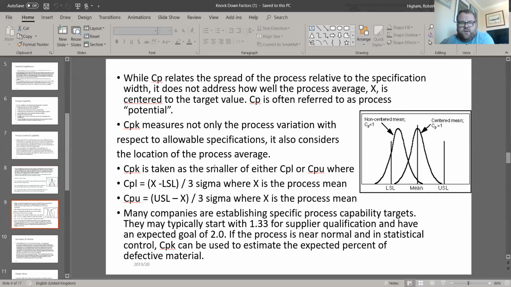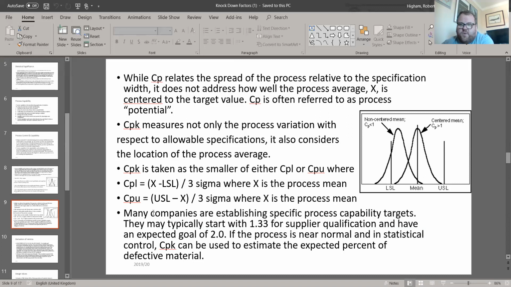So that's when we start to look for CPK. This measures process variation, but it also considers the average, the position of that average. So, okay, CP less than 1, CP greater than 1, that's how we are versus the limits. But this CPK will take either the CPL or CPU, which is the CP calculation based on just the lower or the upper limit. So the CPL is the mean minus lower spec limit divided by 3.